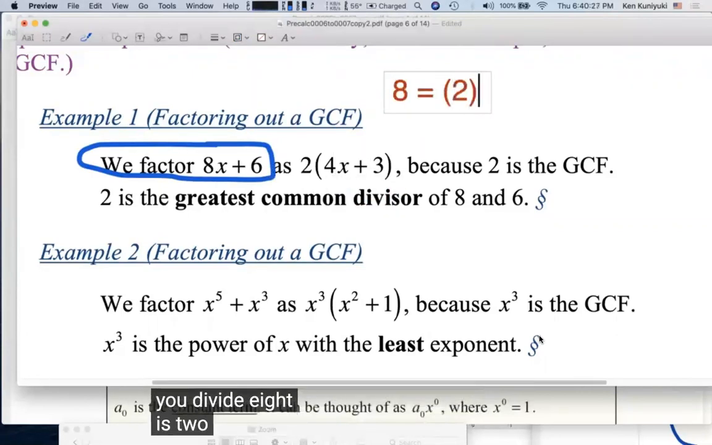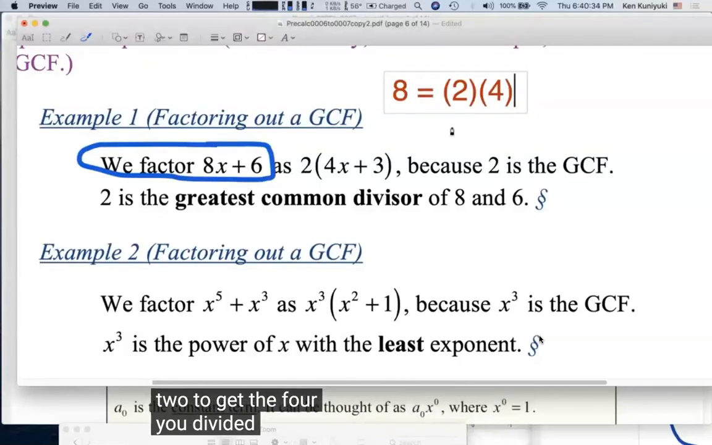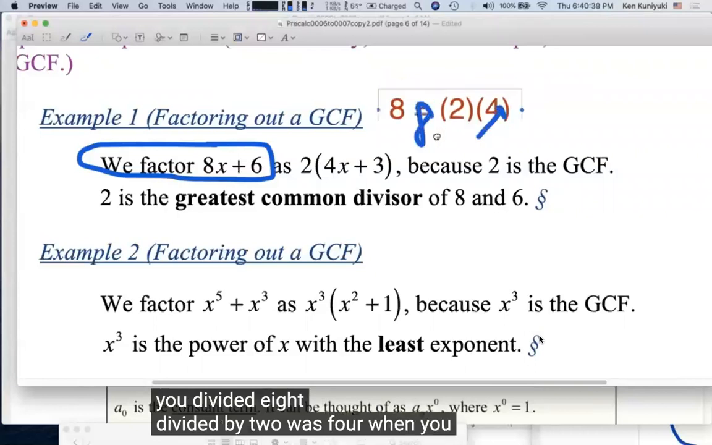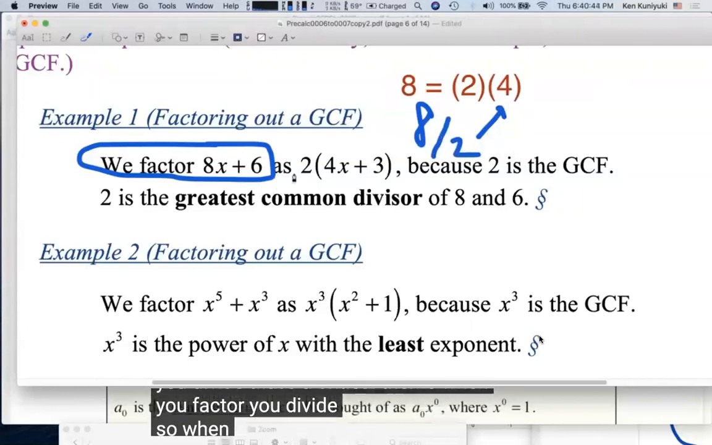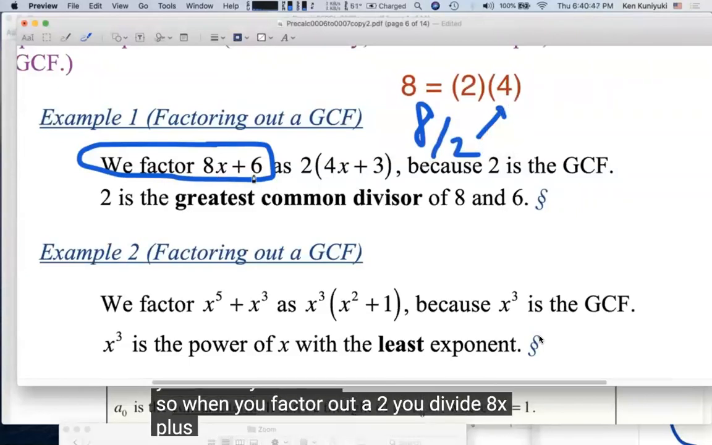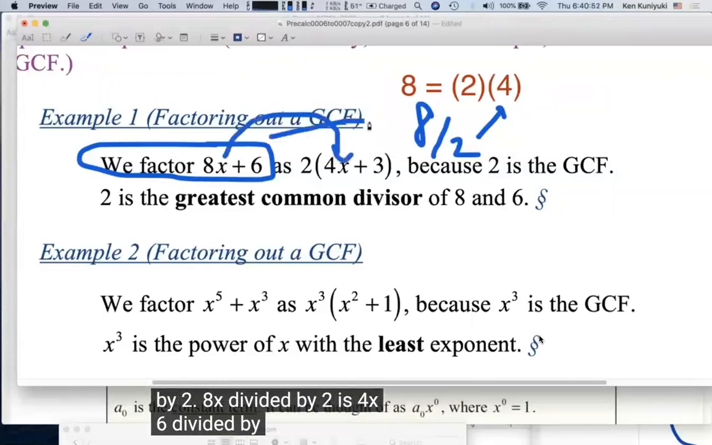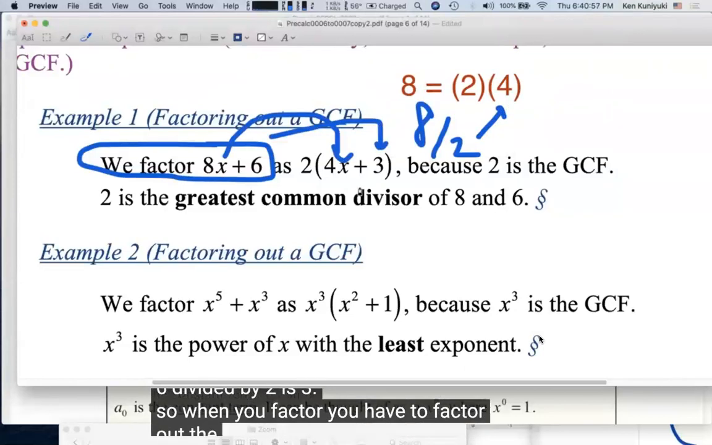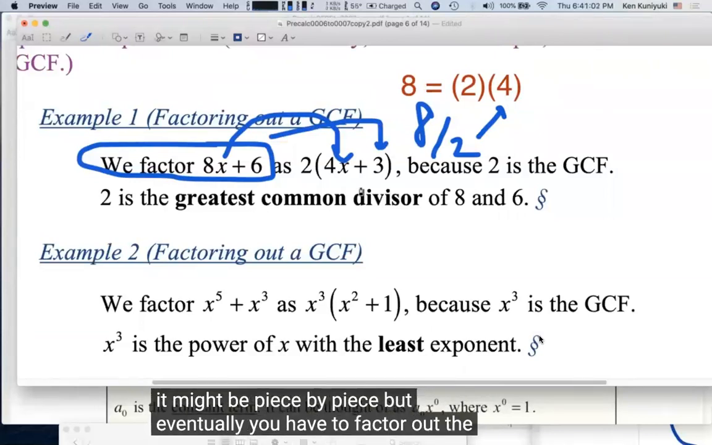8 is 2 times what? 8 is 2 times 4. What did you do with the 8 and the 2 to get the 4? You divided. 8 divided by 2 was 4. When you factor, you divide. That's a critical theme. So when you factor out a 2, you divide 8x plus 6 by 2. 8x divided by 2 is 4x. 6 divided by 2 is 3. So when you factor, you have to factor out the GCF. It might be all at once, it might be piece by piece, but eventually you have to factor out the GCF.